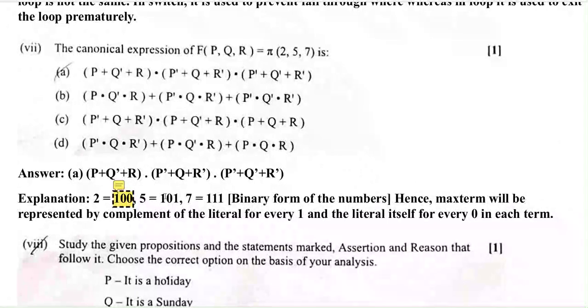Okay, 5 is 101 and 7 is 111. So 010 is represented by P plus Q bar plus R, whereas 101 will be represented by P bar plus Q plus R bar, and 111 will be represented by P bar plus Q bar plus R bar. Thus, the max term will represent the complement of the literal for every one and the literal itself for every 0 in each term. So option A is the correct answer.